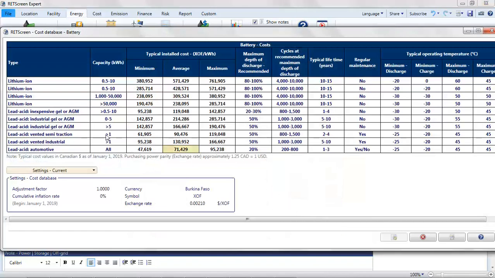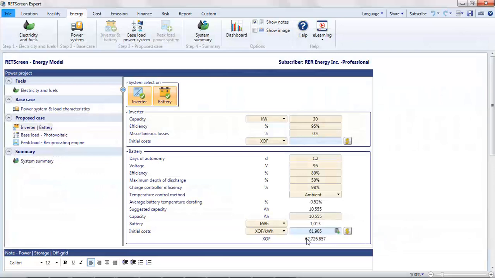We are likely to be using vented lead-acid batteries, but these estimates of the installed costs for lead-acid batteries are suitable for much smaller installations and are based on Canadian prices, which may be higher than in Burkina Faso. I'm going to guess that we can get vented industrial batteries, which have a good cycle life, for a price similar to the minimum costs for vented semi-traction batteries. I highlight that cell, click Paste Data, and find that the initial battery cost will be 63 million francs CFA.